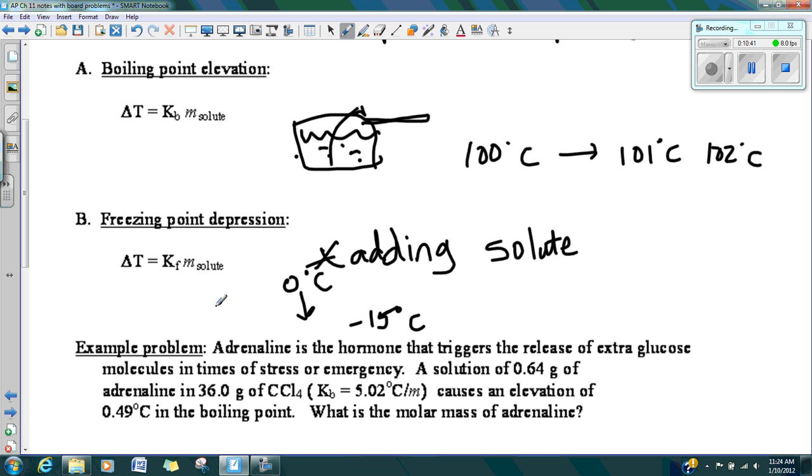And then we have this example problem right here that we will talk about here in class.